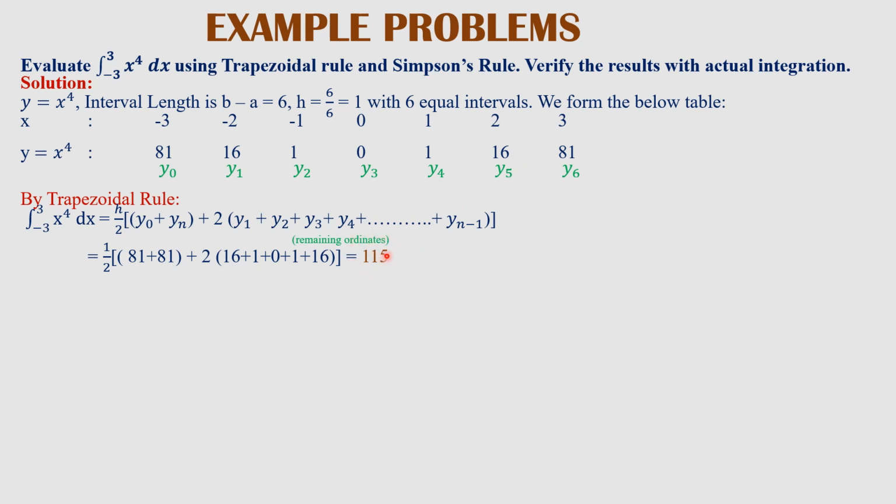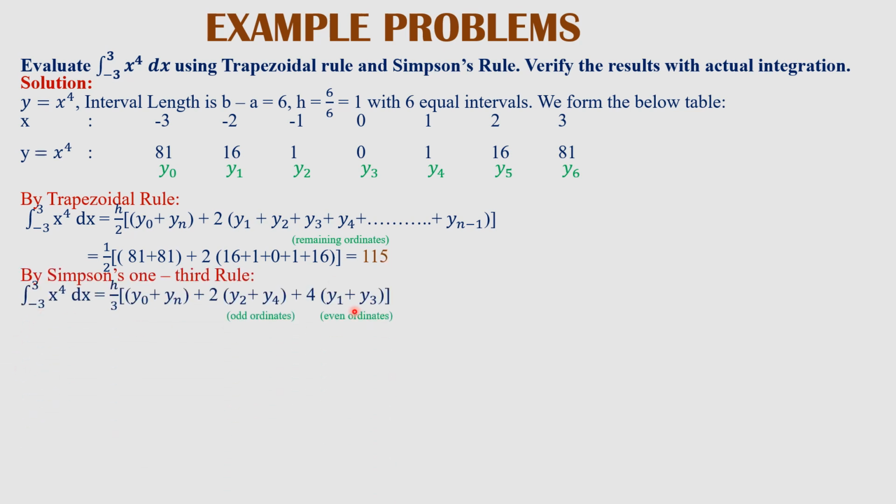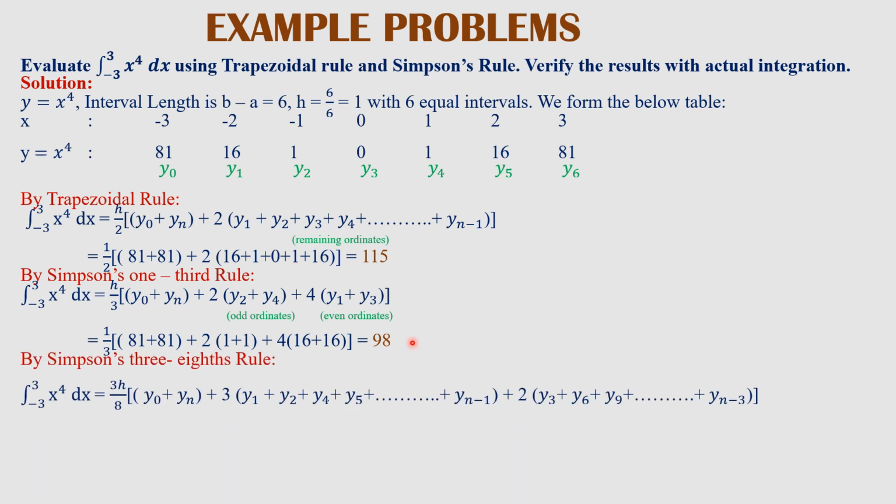Let us see what we are getting in Simpson's 1/3 rule and 3/8 rule. By Simpson's 1/3 rule, the formula is like this. And when you substitute the values, this is said to be the odd ordinate. For easy remembrance, I've written here y2 and y4, so you can take down the corresponding values. When you substitute and simplify this, you'll get the answer for the integral as 98. By Simpson's 3/8 rule, similarly, you'll get the answer as 99.